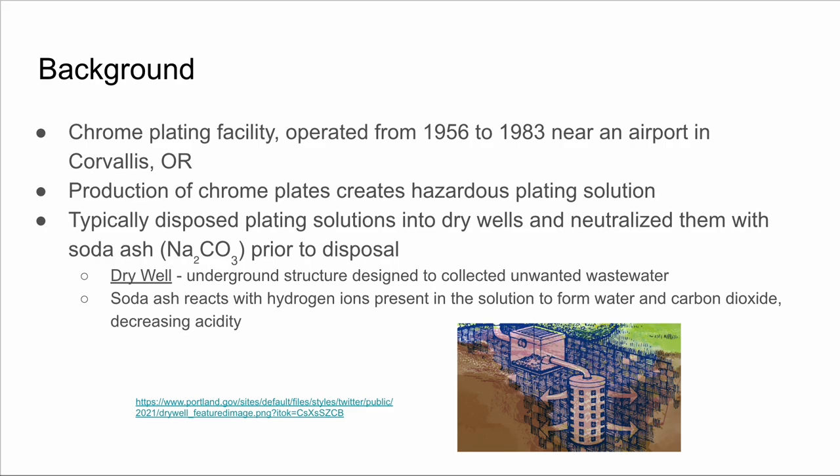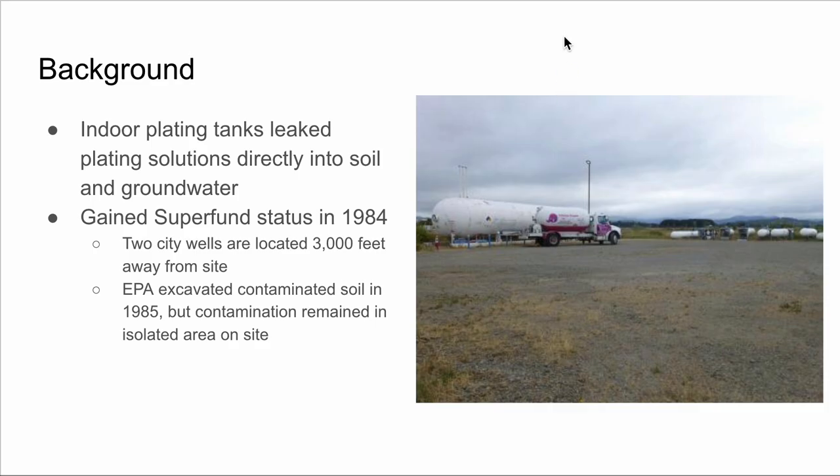But what happened was indoor plating tanks at the facility began to leak the solutions directly into the soil and the groundwater, and that caused this site to gain Superfund status in 1984. The EPA had to move urgently because two city wells are located just 3,000 feet away from the site, so they couldn't risk the pollutants seeping into the drinking water of Corvallis.